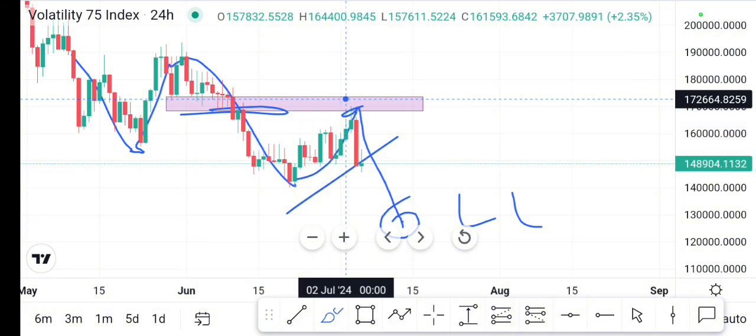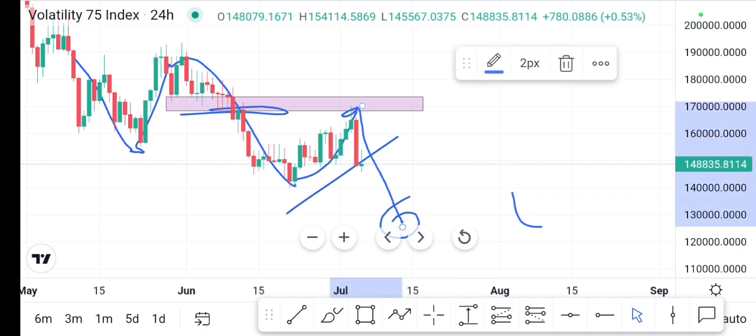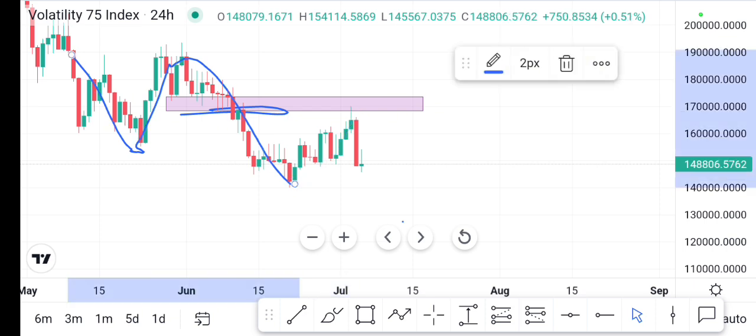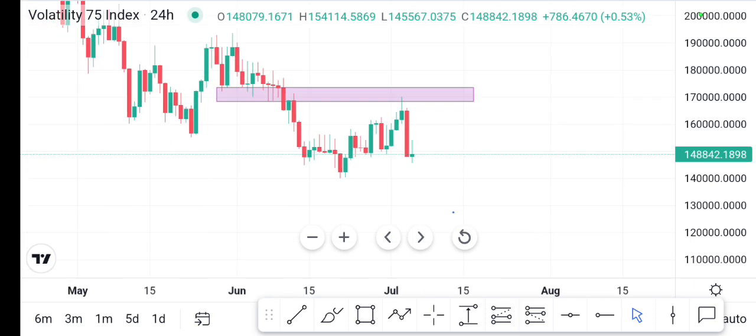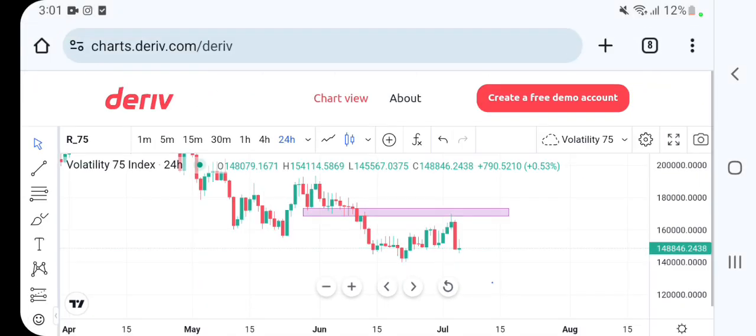On Volatility 75 in the daily time frame, we can just keep selling this market. There is no need to look for buy opportunities, guys. The market is showing us its overall trend. So let us go to H4 and see what H4 is telling us.